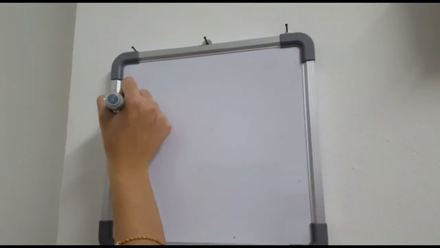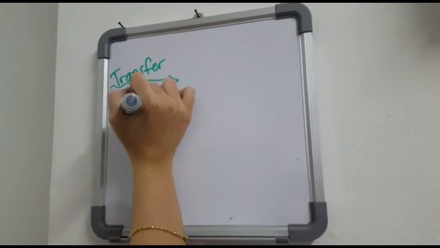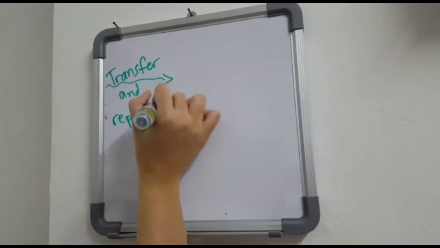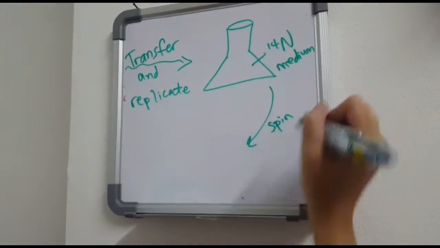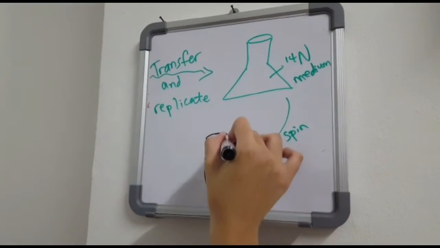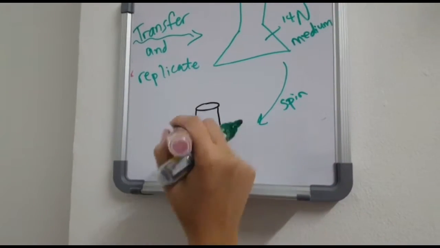In the second part of the experiment, they transferred the sample into the 14N medium and allowed for one round of replication. They then spun it and found a single band in the middle of the tube, which was the intermediate between the 14N and the 15N.